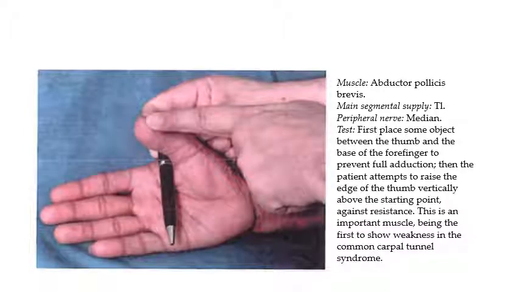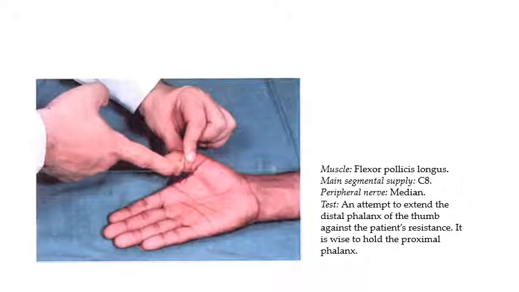Abductor pollicis brevis is one of the other muscles that are supplied by the median nerve in the hand and by T1. To test for the power of this muscle, firstly, some object has to be placed between the thumb and the base of the forefinger to prevent full adduction, and then the patient is asked to raise the edge of the thumb vertically above the starting point against resistance. This muscle is particularly important because it is one of the earliest muscles to be affected in carpal tunnel syndrome.